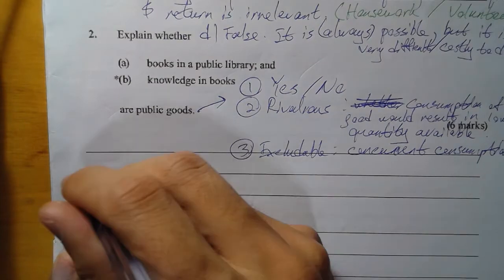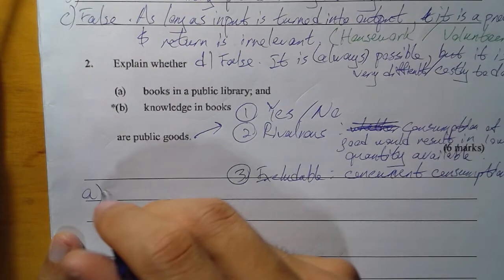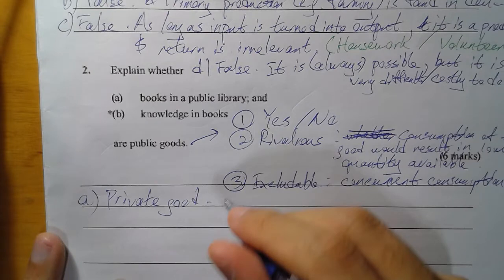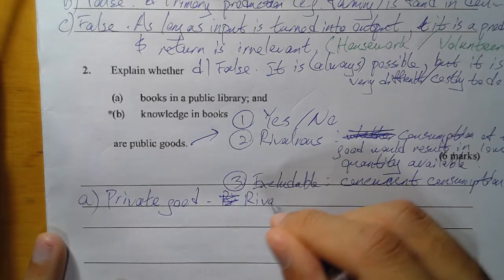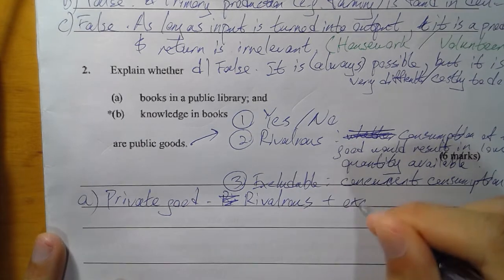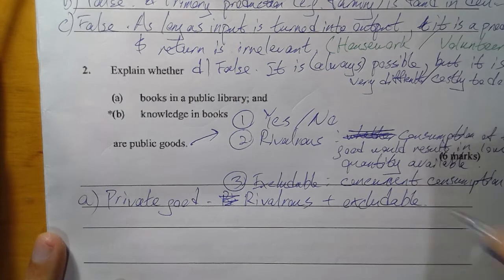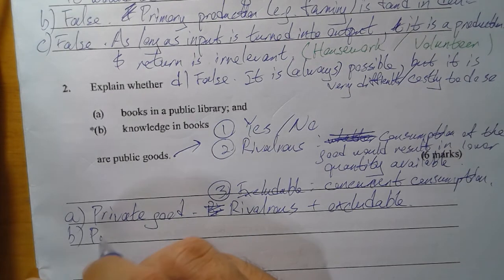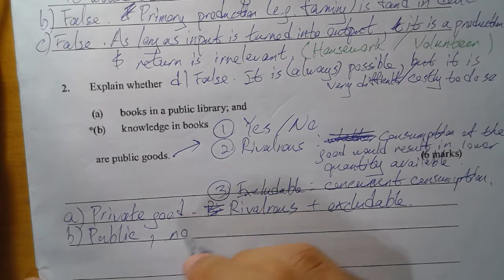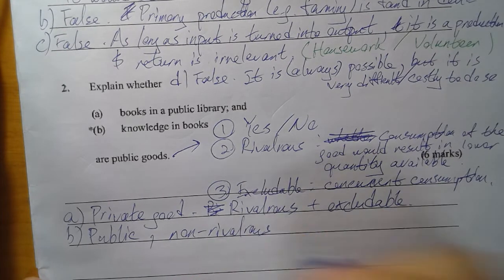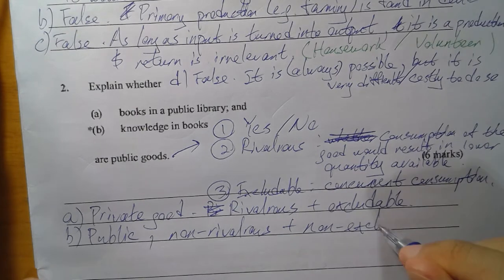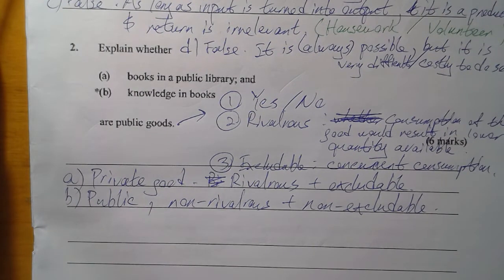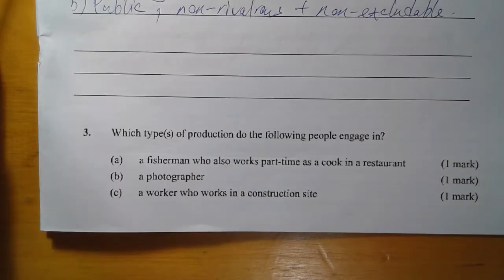So let's see. A, books. We know it is a private good. The reason is simple. It is rivalrous, and it is excludable. I won't write out the explanation, you already know. Concurrent consumption is not possible. B is just the opposite. Knowledge is a public good. Why? It is non-rivalrous and it is non-excludable. All right, let's not waste time here. Next question.